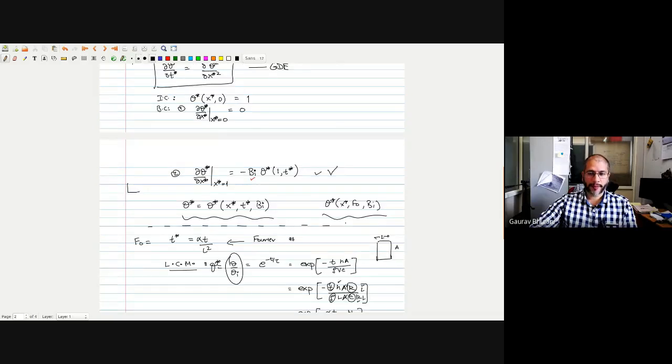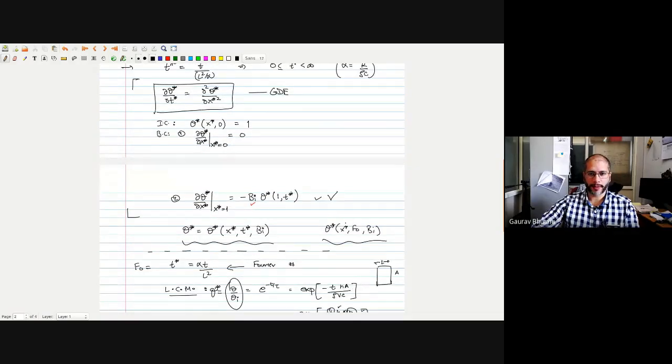Finally, we said that we have to solve this system, this partial differential equation with the given initial and boundary conditions, for different situations, for different values of x star, Fourier number or t star, and Biot numbers. Once we have this information for a given geometry, then we have everything we need. So we don't need to solve it again and again.